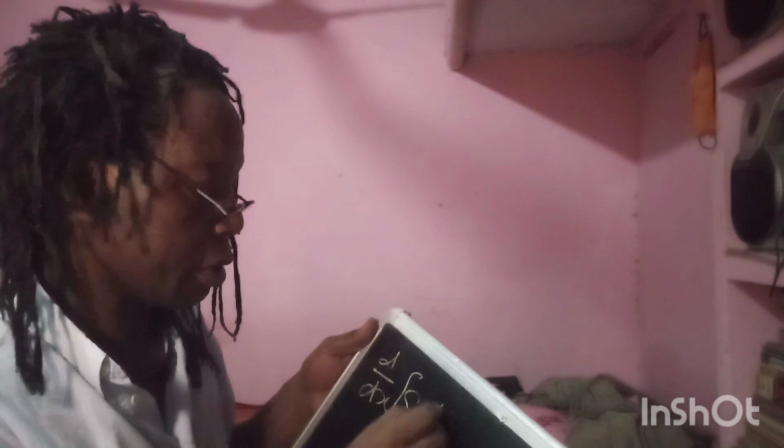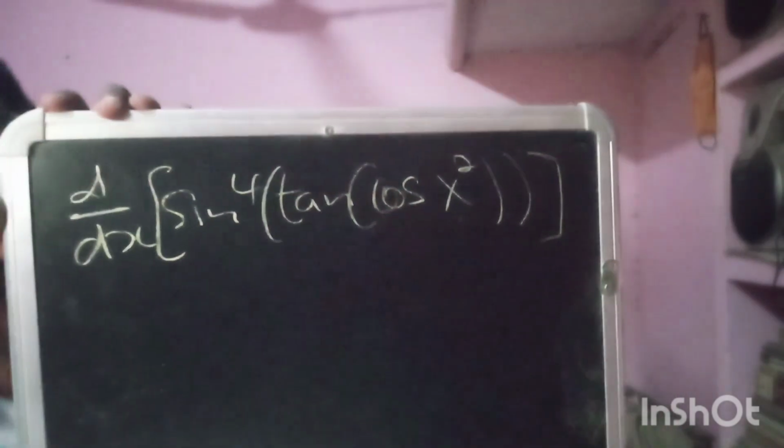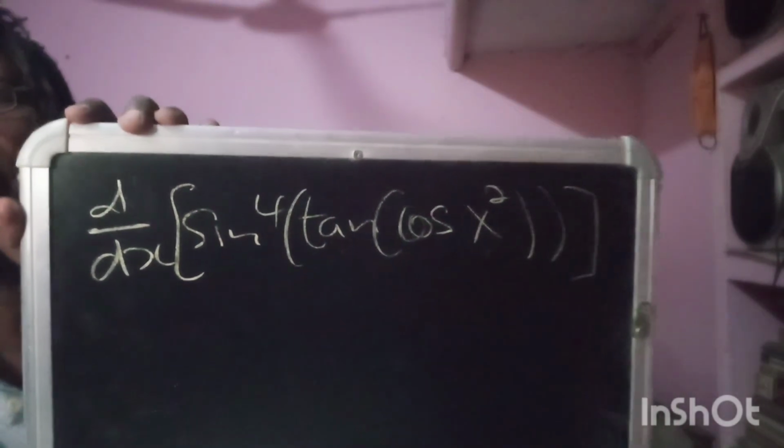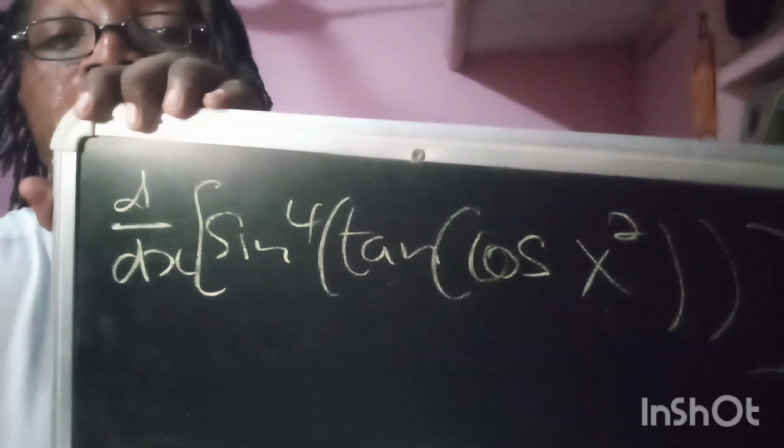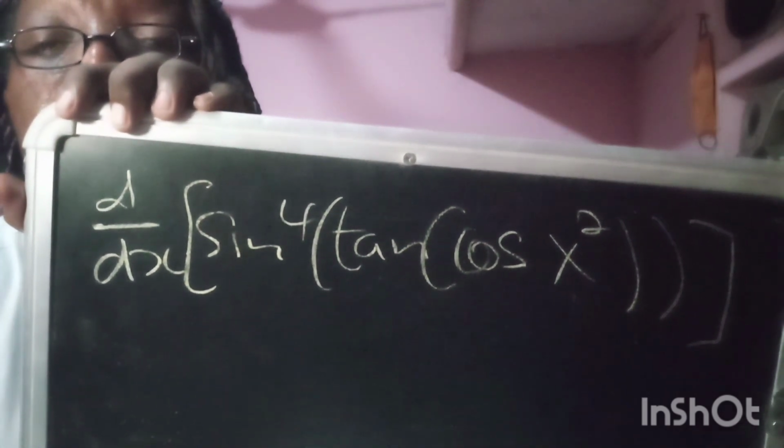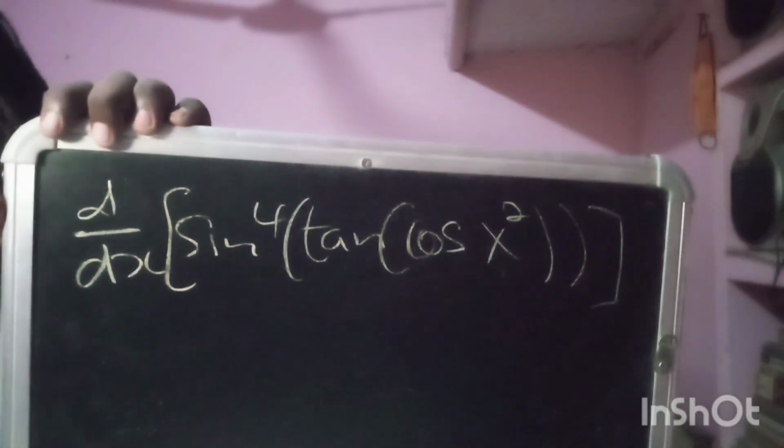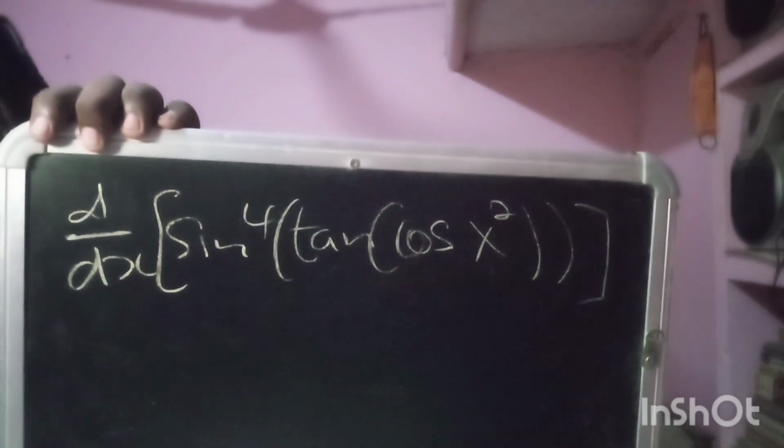d over dx of sine to the power 4 of tangent of cosine of x squared, right? So I've written this thing here. You can solve this problem. I think it's clear, you can see it clearly. d dx, you differentiate sine to the power 4 of tangent of cosine x squared.